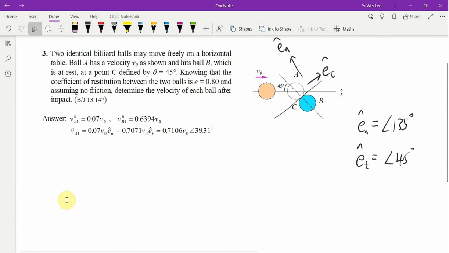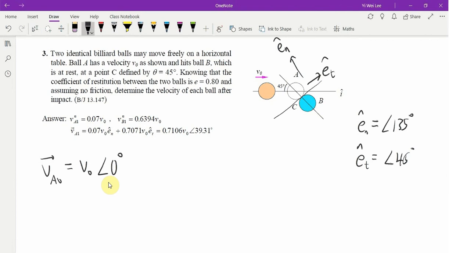Now what is important is how we solve the question. The very first thing that we do is find out what VA naught is. We know that VA naught is equal to V naught. The ball has a velocity of V naught and it hits ball B. So V naught is going horizontally to the right, at 0 degrees. But of course, we are not satisfied with V naught alone. We want to put it in terms of the normal direction EN, and the tangential direction to the collision plane, ET.